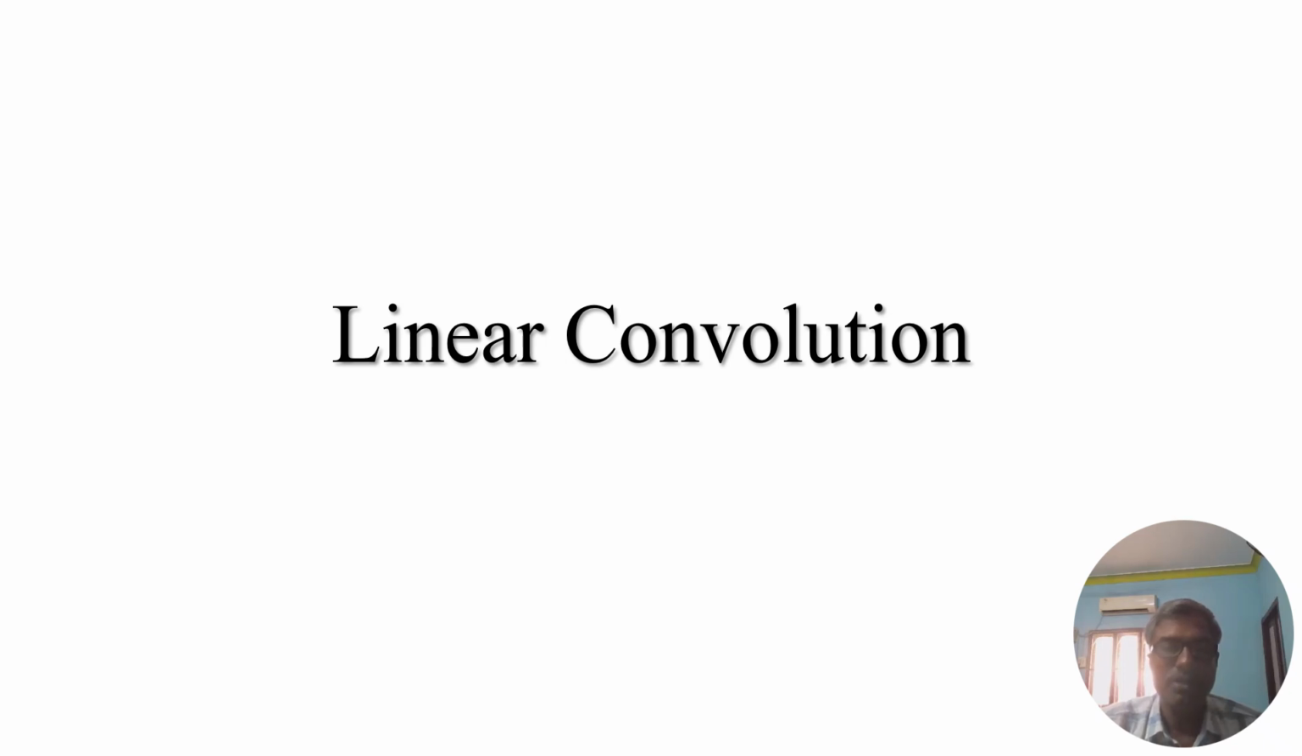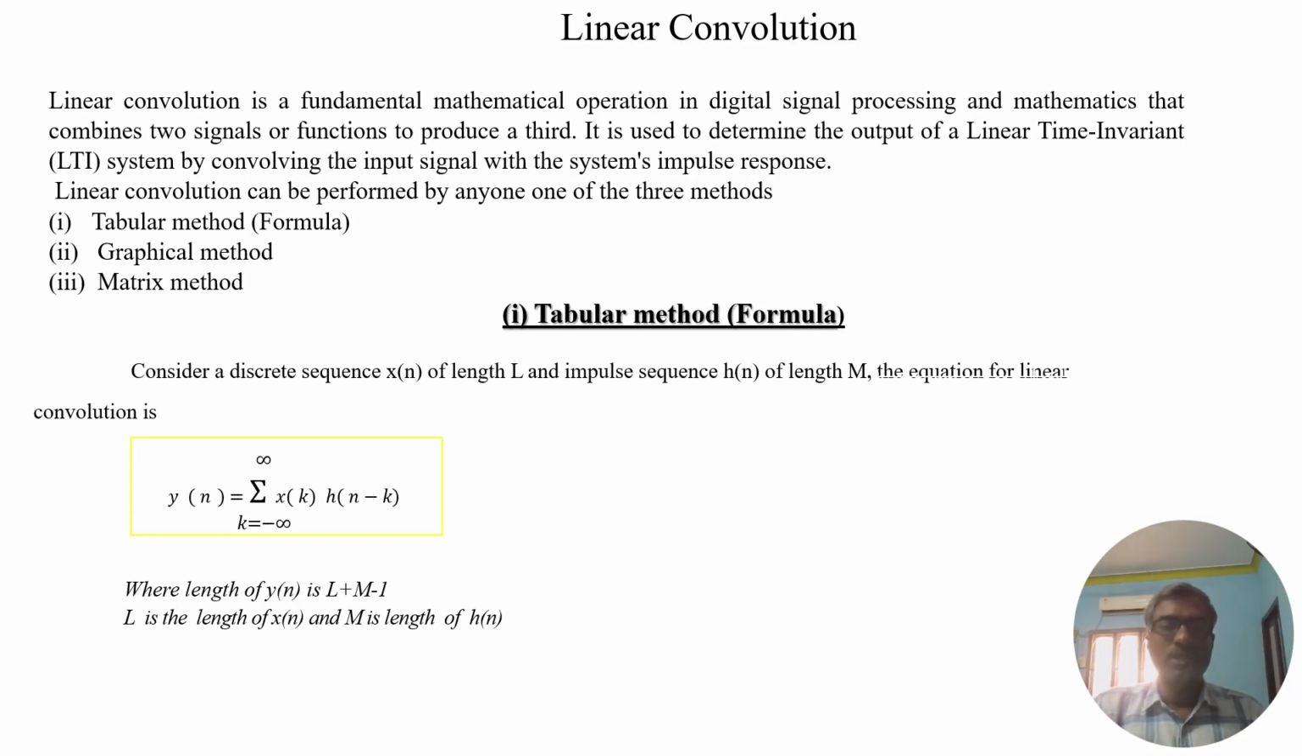Hello everyone. Now we'll discuss what linear convolution is and how it can be computed. Linear convolution is the mathematical tool used in digital signal processing to compute the output of the system when the input and impulse response of the system are known. The linear convolution can be computed in three ways.